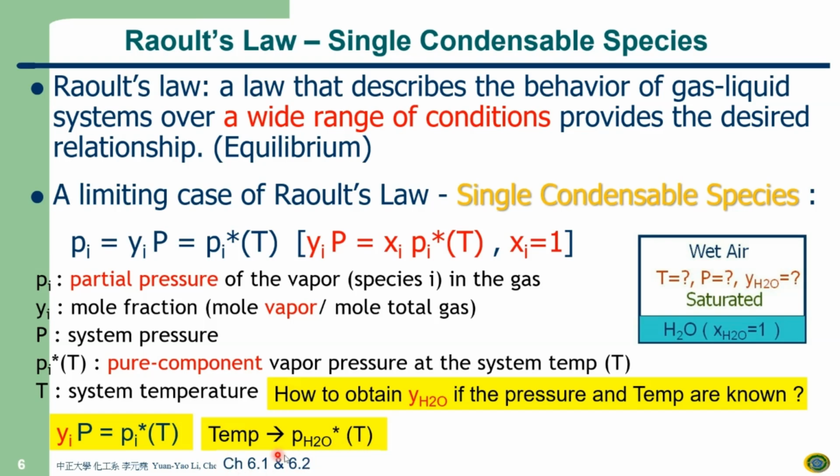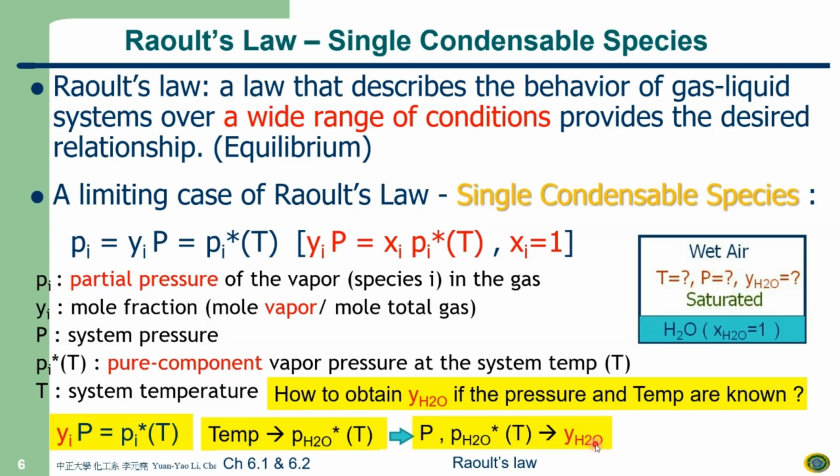I hope you still remember I told you the Clausius-Clapeyron equation, the Antoine equation, or Cox's chart, right? You get a vapor pressure. And then you put this vapor pressure here. According to the total pressure and the vapor pressure, you can get the molar fraction of the vapor.